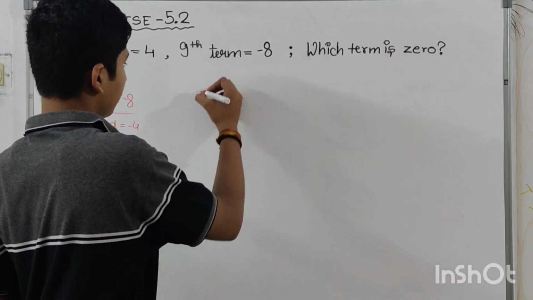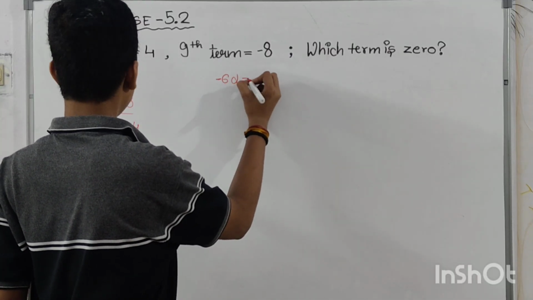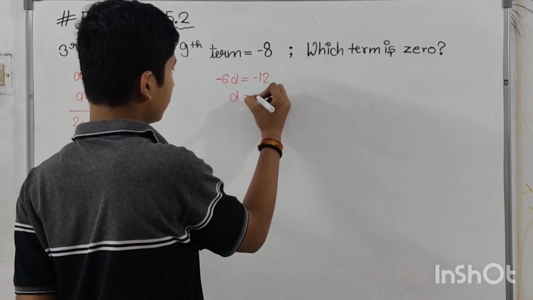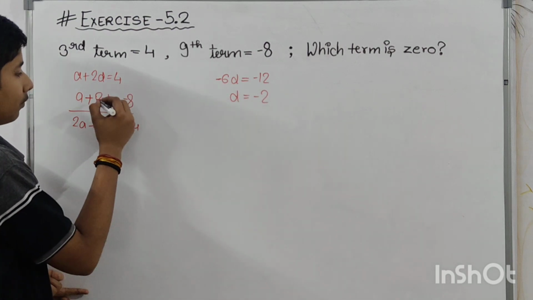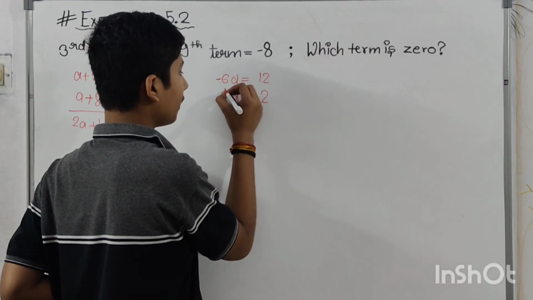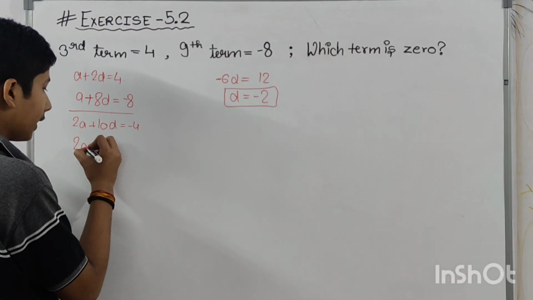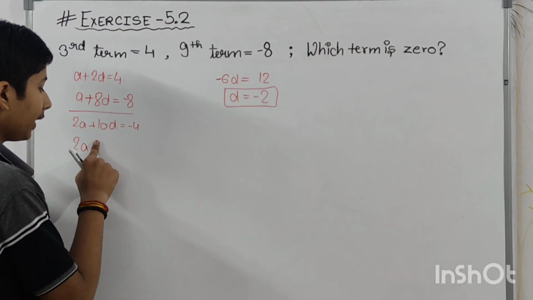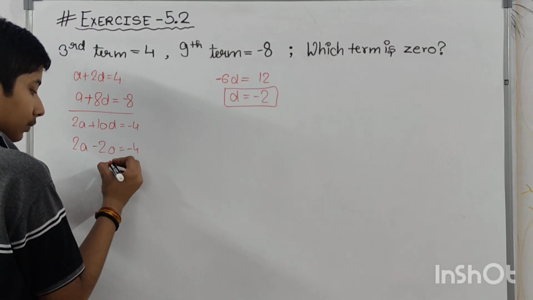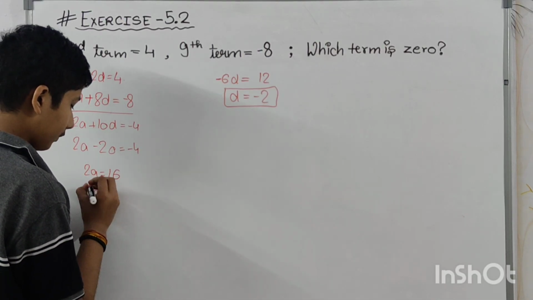And when we subtract this, minus 6d equals minus 12, so d equals minus 2. Wait, minus 6d equals 4 minus 8. Yes, this will be 12, so d will be minus 2. Now we'll put d here. 2a plus minus 2 into 10, it will become minus 20, equals minus 4. 2a equals 16. So a will be 8.